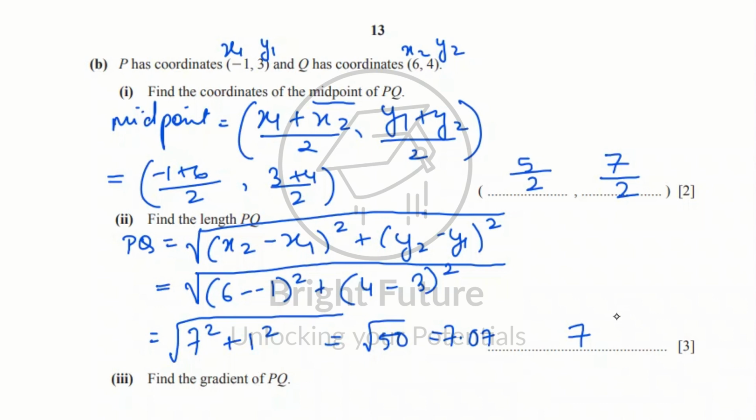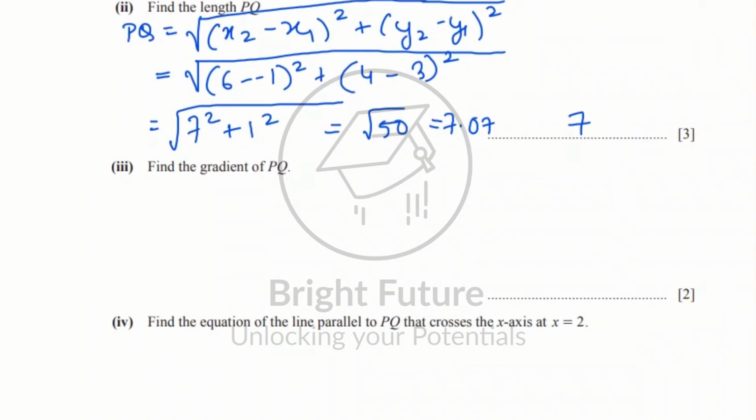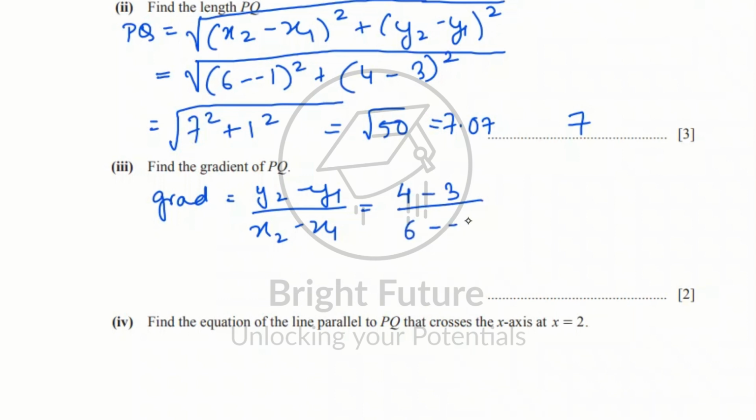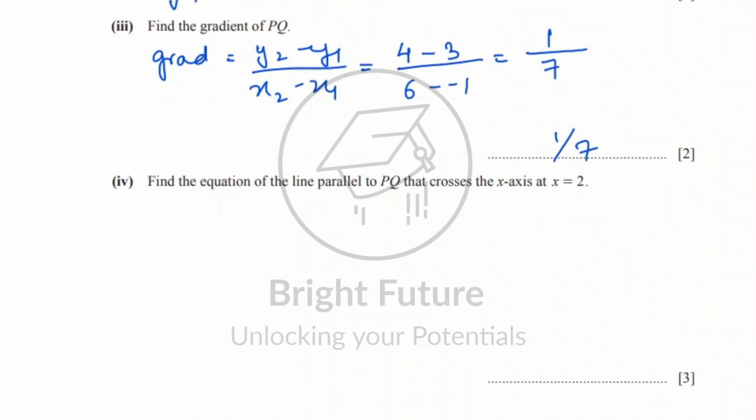Now the next one is find the gradient of PQ. Gradient is equals to y2 minus y1 upon x2 minus x1. 4 minus 3 upon 6 minus 1, that is equals to 1 upon 7. So my answer is 1 upon 7. Write the formulas. Since these are for 2 marks, 3 marks, there are hardly too many calculations, so please write the formula so that you get marks for the formula. Formulas actually have marks.